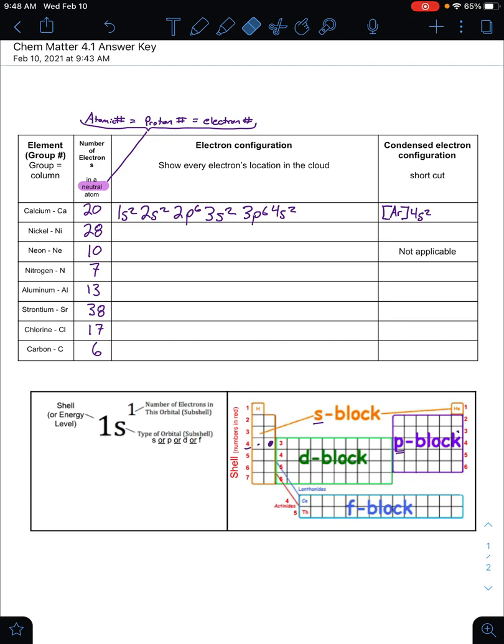All right. Next one, a little bit faster, is nickel. So finding nickel on the periodic table. Nickel is the third to last transition metal in the first period. So we're going all the way out to here.